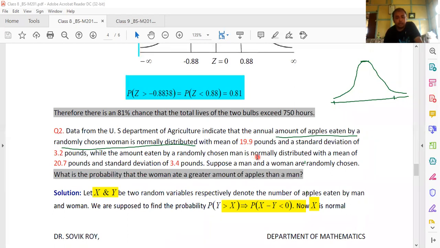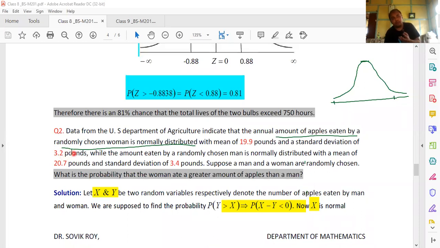Amount eaten by a randomly chosen man. So we have to consider two random variables here, capital X and capital Y, just like before. If capital X is the random variable for men and capital Y is the random variable for women, then the expectation of X is 20.7 and the SD of X is 3.4. The expectation of Y is 19.9 and the standard deviation of Y is 3.2.